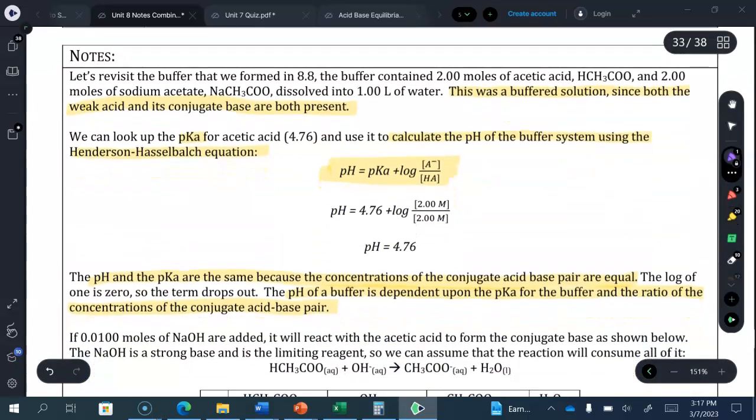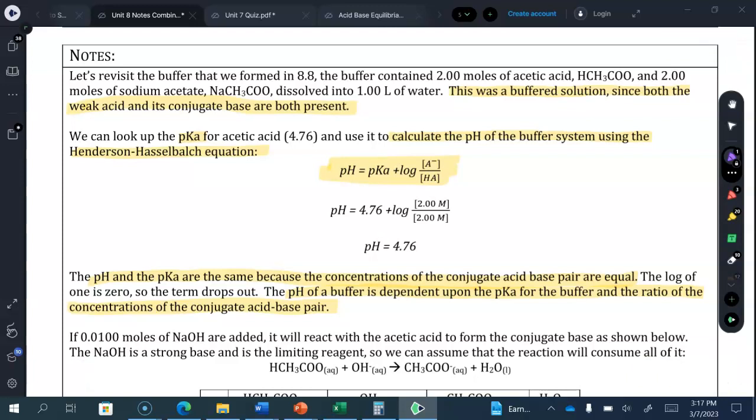Let's revisit the buffer that we formed in section 8.8. The buffer contained 2 moles of acetic acid and 2 moles of sodium acetate dissolved into 1 liter of water. This was a buffered solution since both the weak acid and its conjugate base are present. So we need to remember that a buffer contains a weak acid and the conjugate base of the weak acid.